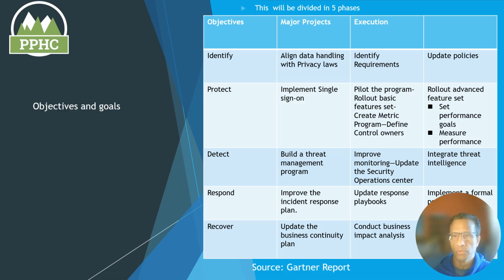As well, we're going to roll out an advanced feature set, which includes setting performance goals, measuring performance, and integrating threat intelligence. Then detect: build a threat management program, improve monitoring, update the security operations center, and integrate threat intelligence. Respond: improve the incident response plan, update response playbooks, and implement formal plans. Then recovery: update the business continuity plan and conduct a business impact analysis.